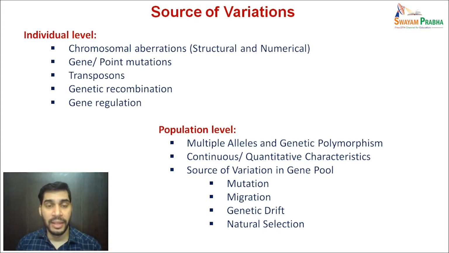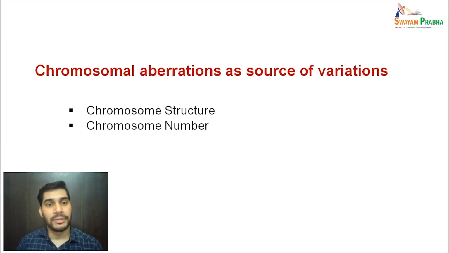Besides this, the genetic recombination in sexual reproduction and the gene regulation are all sources of variation at the individual level. Whereas at the population level, there are multiple allelism and genetic polymorphism, continuous or quantitative characteristics, and then different variation sources which change the gene pool, which may be the mutation as such, migration, genetic drift, or natural selection occurring in the population that can act as a source of variation. Let us try to understand these one by one, starting with the chromosomal aberration as a source of variation.